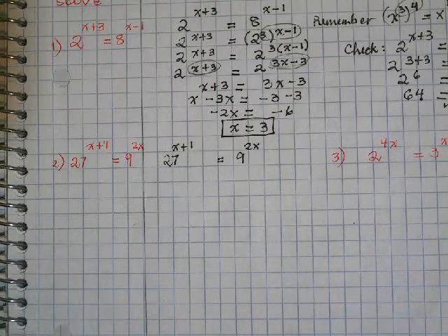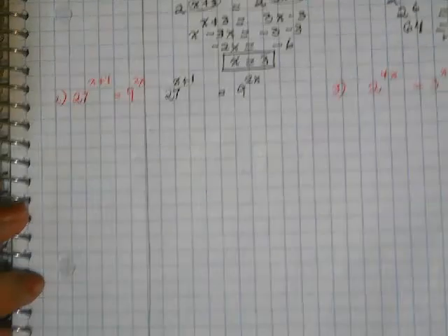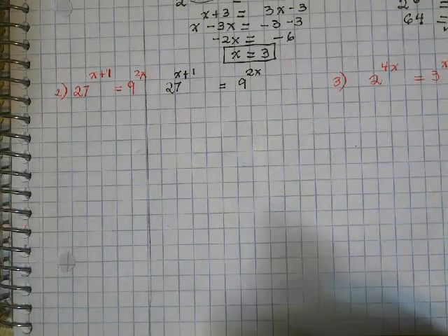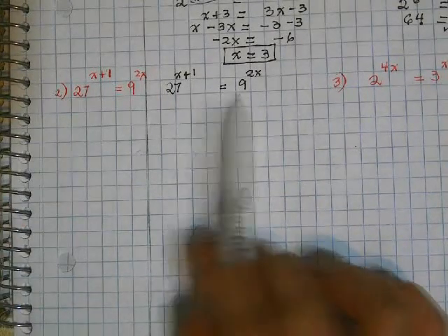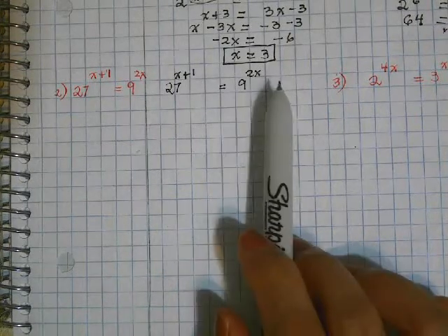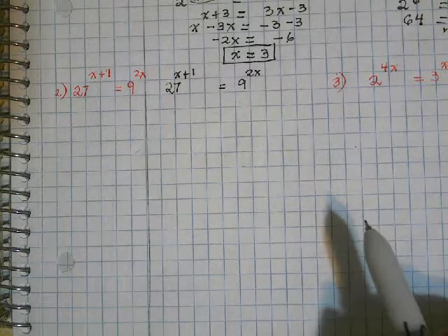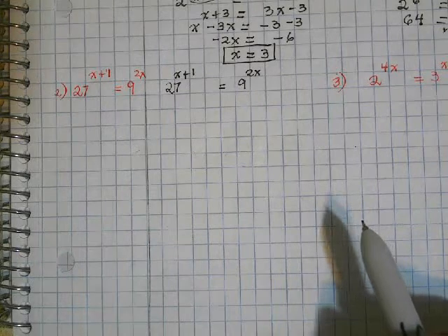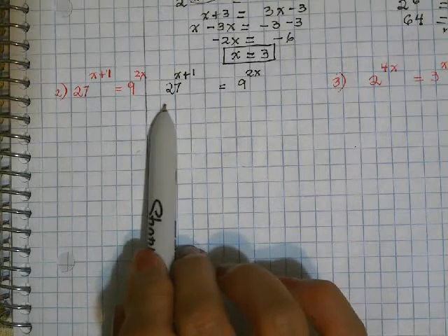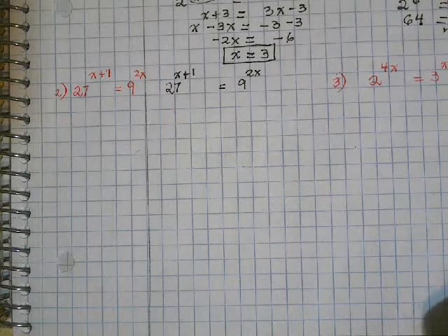So let's continue. I hope you have tried this example here. Using the same strategy, convert them to the same base. Okay, 27 and 9. So we cannot convert them to 9 because 27 is not a power of 9. 9 times 9 is 81, so it will not be 27. So we can convert this to the base 3, right? Because 3 to the third is 27 and 3 squared is 9. So that is our chosen base.